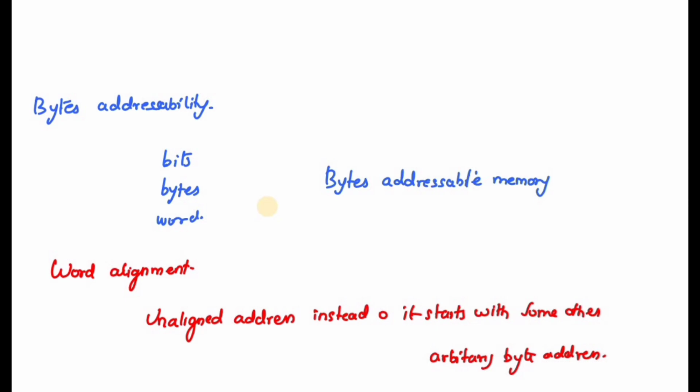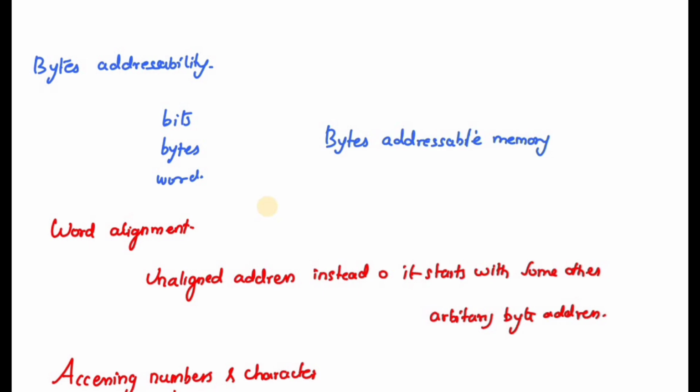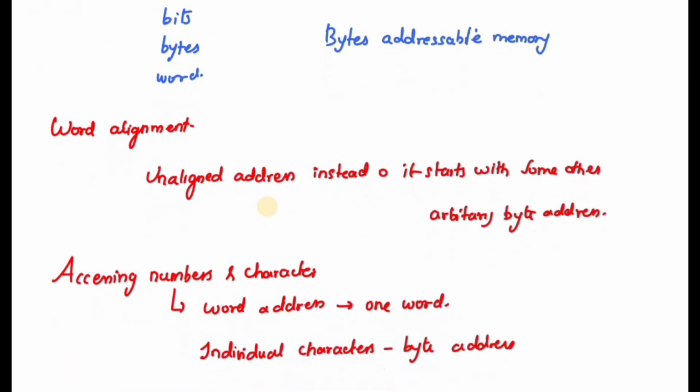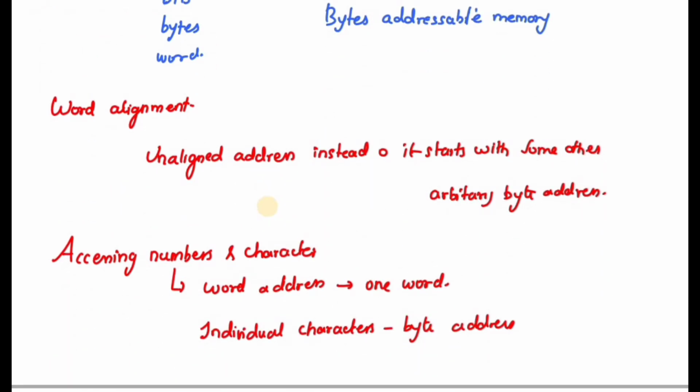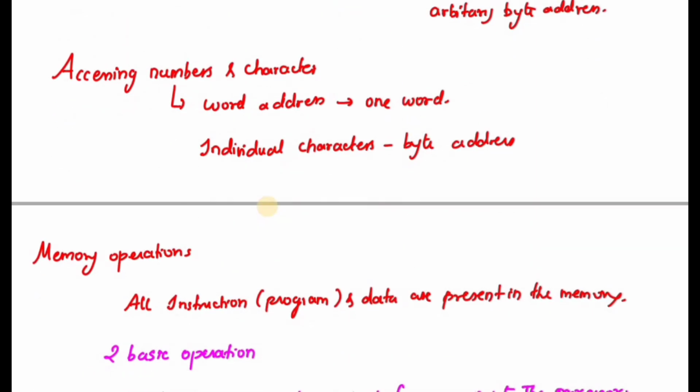Then word alignment means that the word address starting from 0 is called an aligned address. Suppose it starts with some other arbitrary byte address, then it is called an unaligned address. Then we have discussed accessing numbers and characters. In order to access numbers, we use a word address. In order to access a character, we use a byte address.